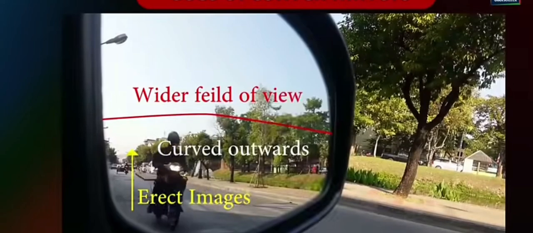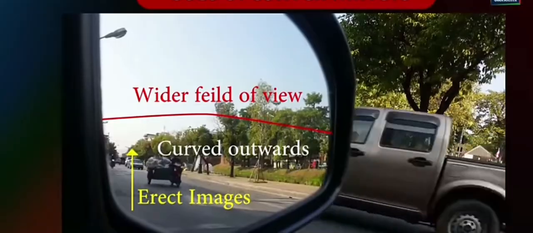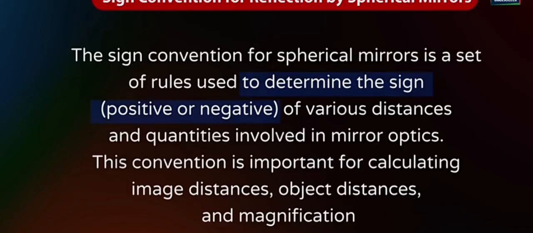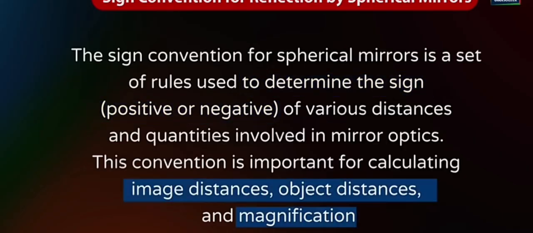Uses of convex mirrors. They are used as rear view mirrors in vehicles because they always form an erect image and have a wider field of view as they are curved outwards. Sign convention for reflection by spherical mirror. The sign convention for spherical mirrors is a set of rules used to determine the sign, either positive or negative, of various distances and quantities involved. This convention is important for calculating the image distances, object distances, and to find magnification.